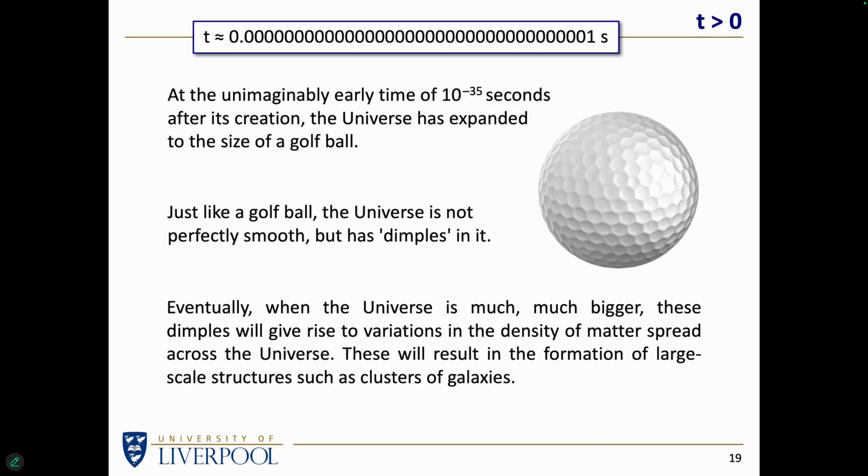Eventually, over the course of time, when the universe is much, much bigger, these small variations in density and temperature, these dimples, will give rise to the density variations that we see in the universe. In other words, we see galaxies over there and another supercluster of galaxies over there, and we see some areas that are relatively low density. These dimples eventually give rise to the structure, the large-scale structure that we see in the universe.